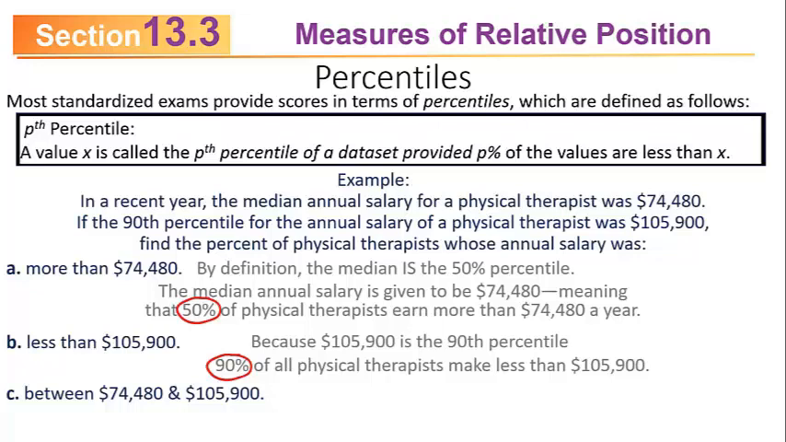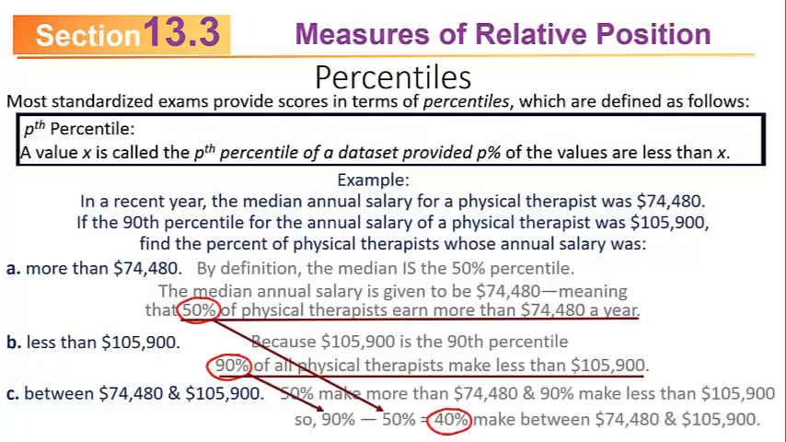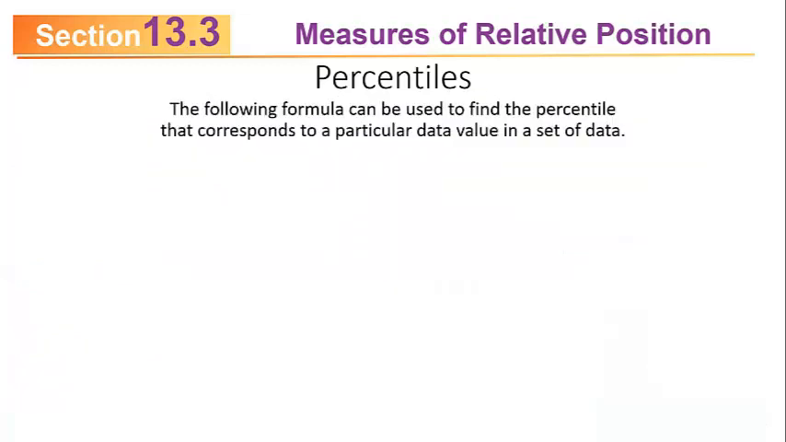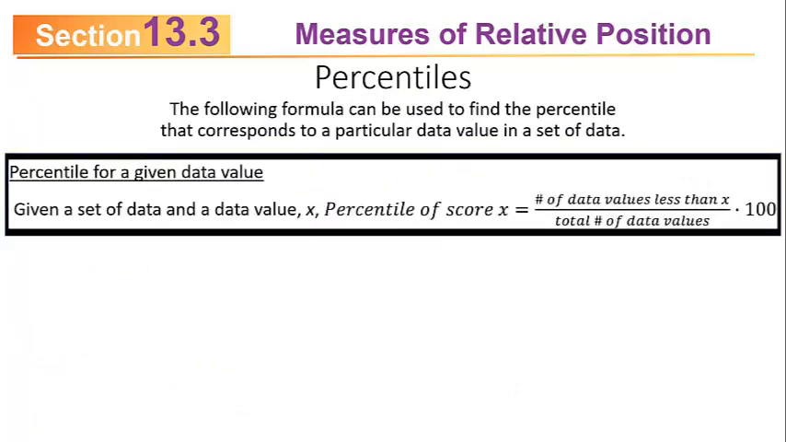$74,480 and $105,900. Here you really just need to subtract. Take the 50% answer and the 90% answer and subtract, and that tells you that 40% of the physical therapists make between $74,480 and $105,900. The following formula can be used to find the percentile that corresponds to a particular data value in a set of data. Here's the formula.